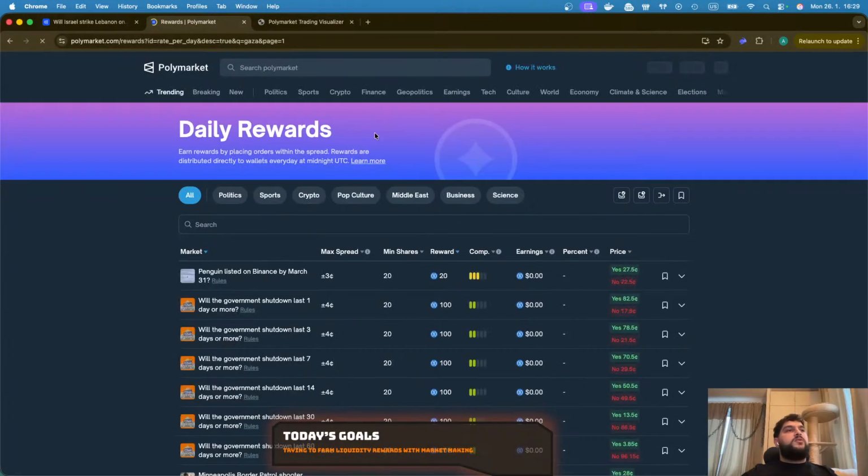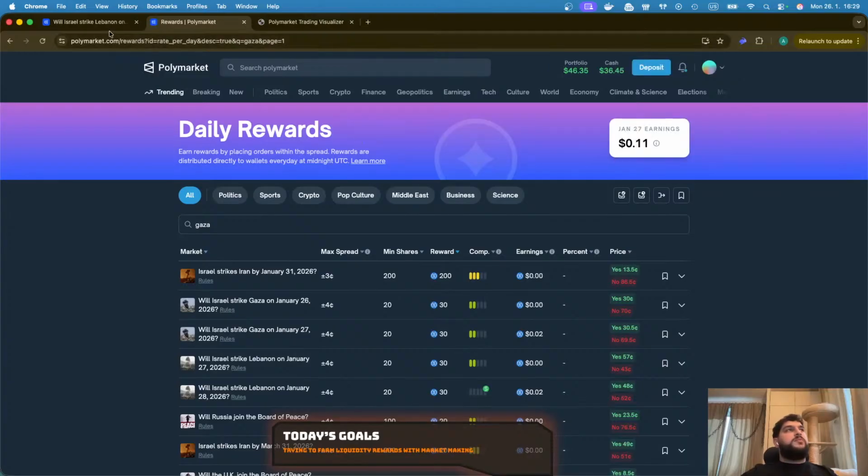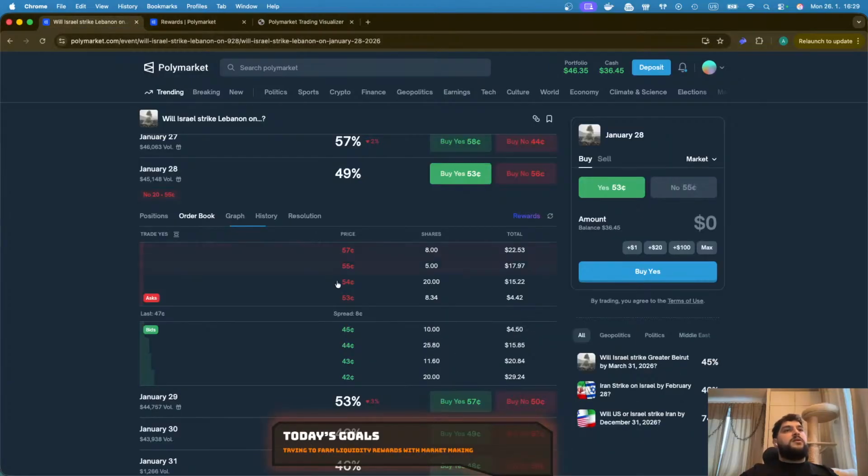Okay, so we are now not earning any rewards because I stopped it. Yeah, let's get rid of our position while we can. No, there is not much liquidity. It's only 10. But okay.